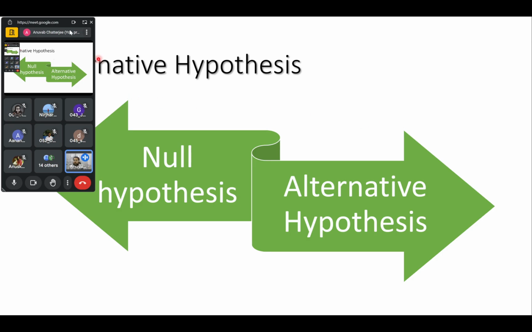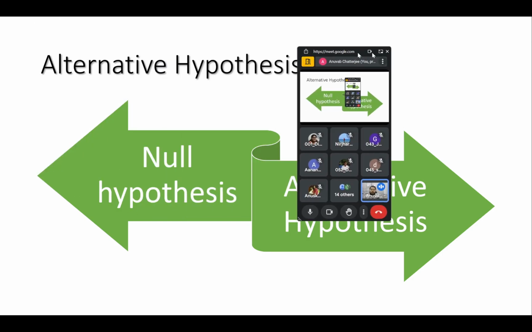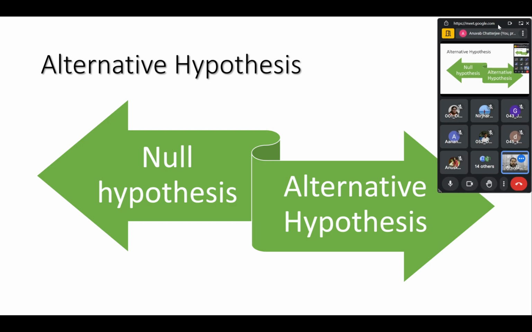So the idea is, when you want to ask a question, you want to design a hypothesis, you want to prove something, you make two hypotheses. One is a null hypothesis, one is the alternate hypothesis. If the null is not possible, then the only other way is the alternate is the truth. So your entire idea is to prove or disprove the null hypothesis, and that will in turn prove or disprove your alternate hypothesis.